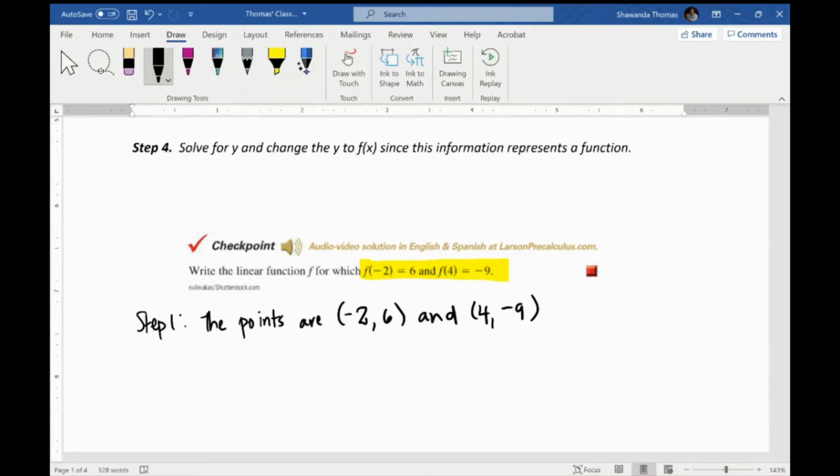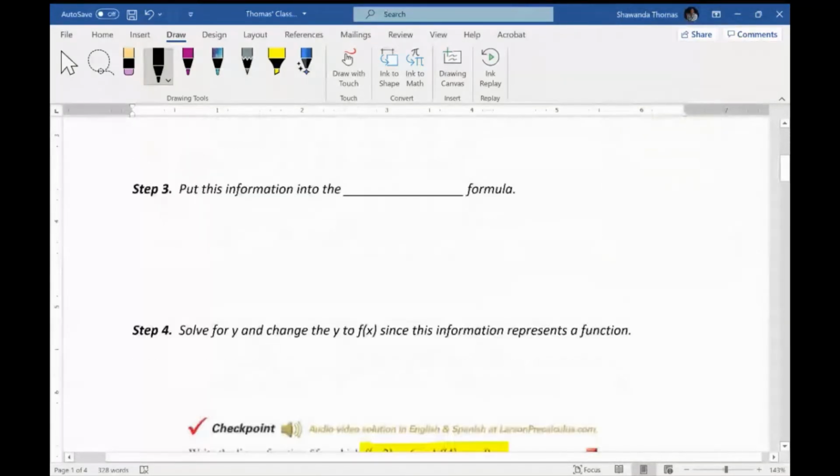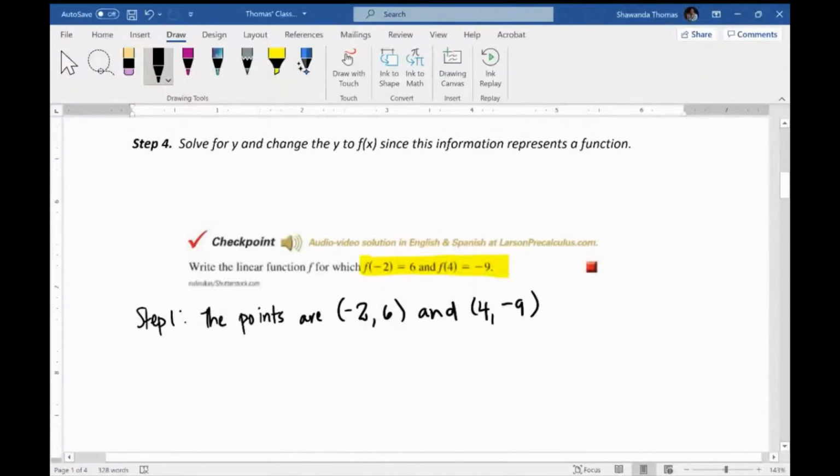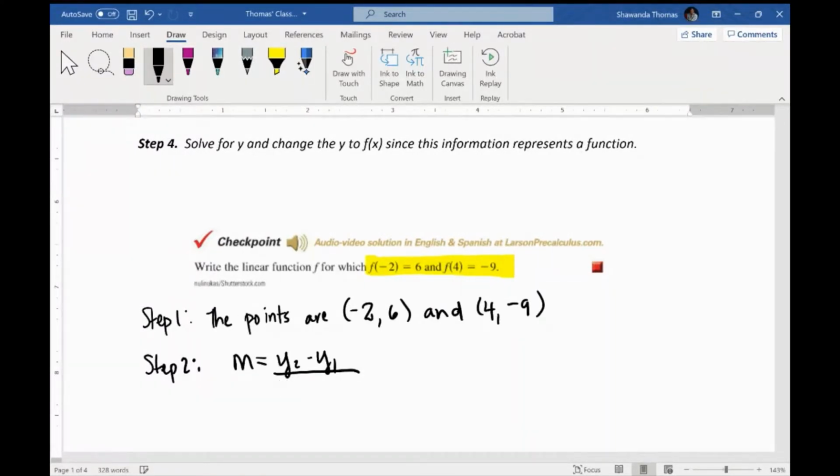Step 2. Find the slope. What do you need to find the slope? Anybody got your notes out? The slope formula. m equals, can somebody tell me what it is? y2 minus y1 over x2 minus x1. You've got to say it right though: x sub 2, y sub 2 minus y sub 1.